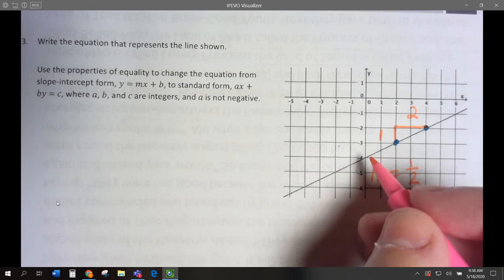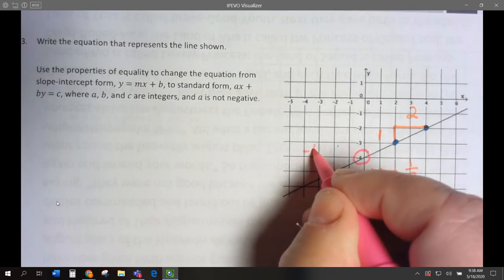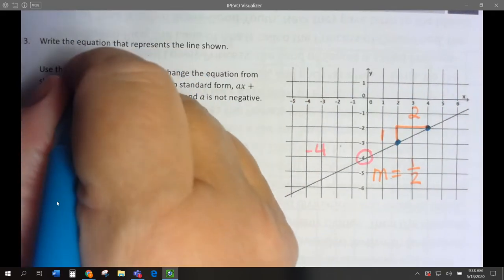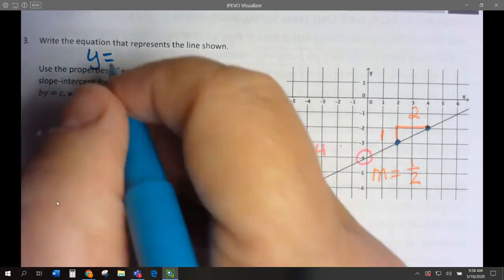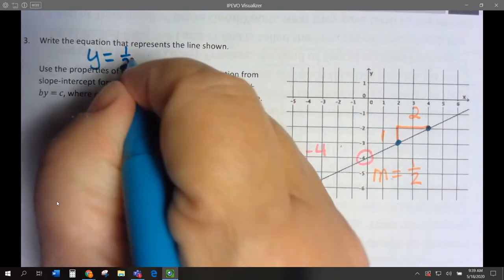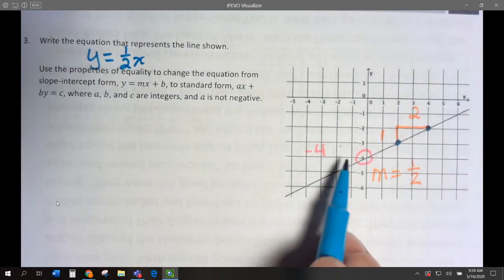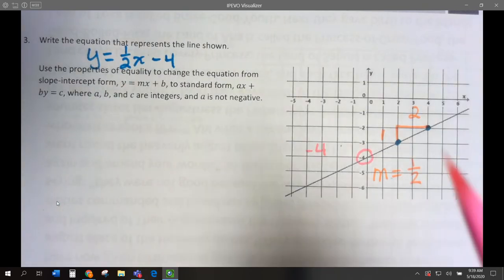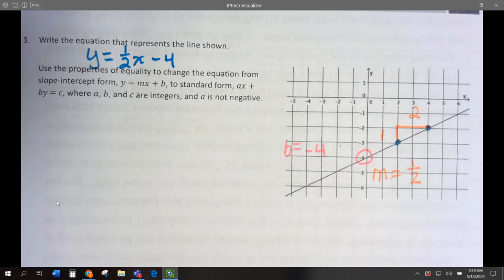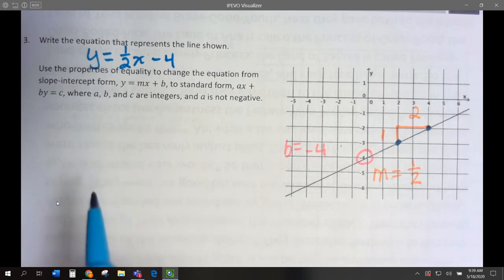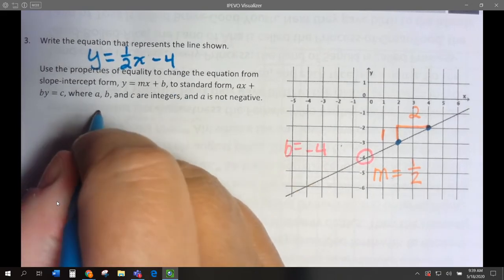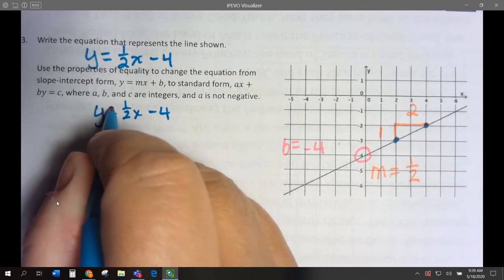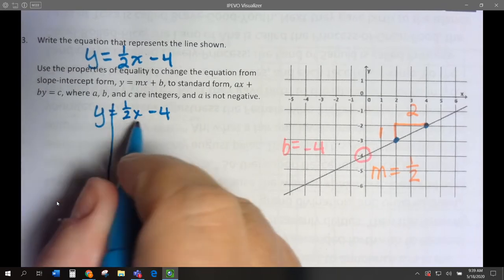And b is going to equal -4. So we can go back over here and y equals m, which is 1/2 x, and then -4 is b, minus 4. I should put b equals here. So now we got to change this into standard form. First thing I'm going to do is subtract 1/2 x from both sides.